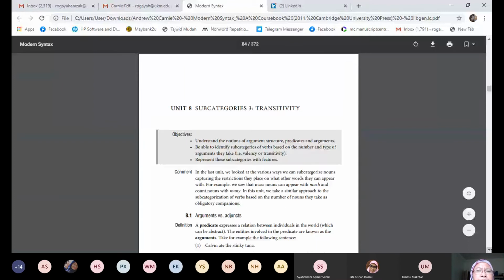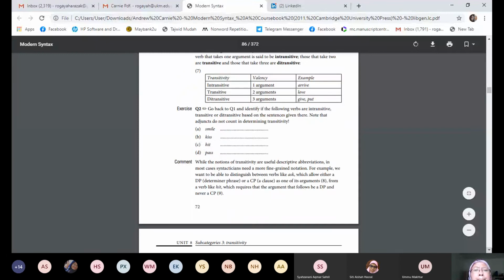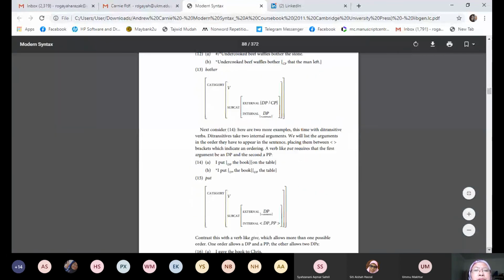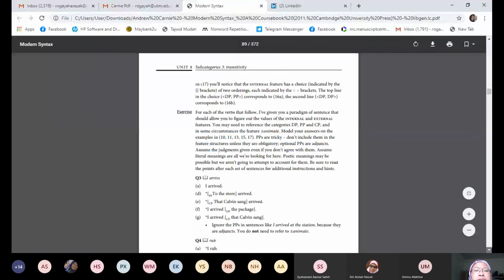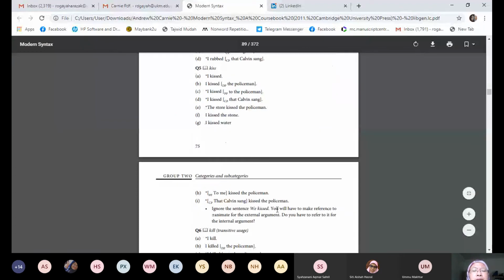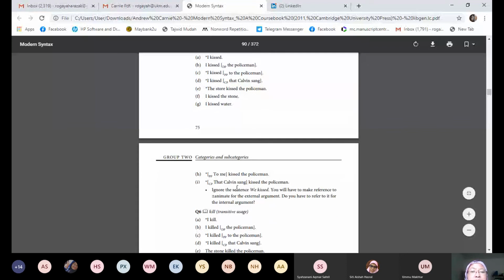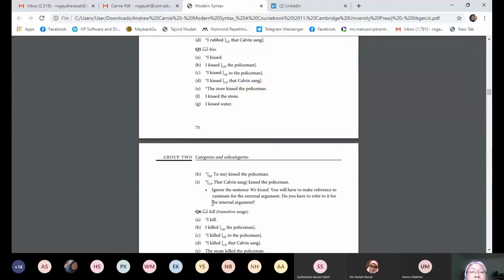I'm on page 75. Right. Okay. And then the stone kiss the policeman is not grammatical, reinforcing the fact that you must have an animate subject. That Kelvin sang kiss the policeman is also not grammatical. Okay. Dia kata sini ignore the sentence we kiss. Boleh pula ke sini, kan? Without the object. That is a different thing.